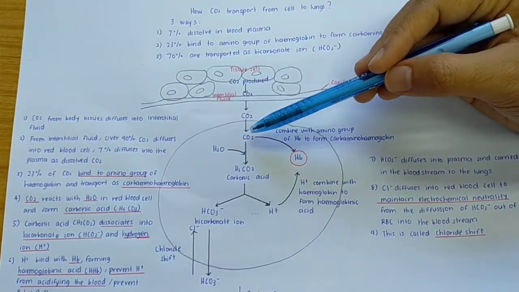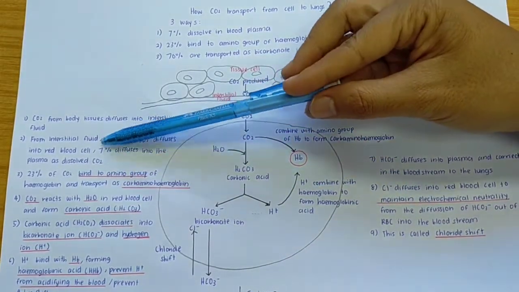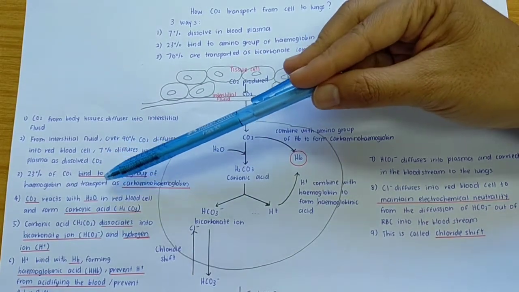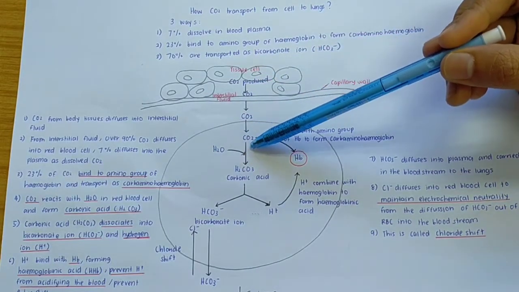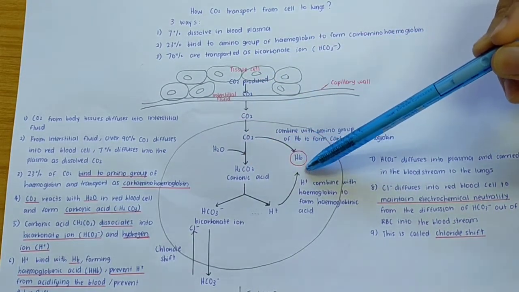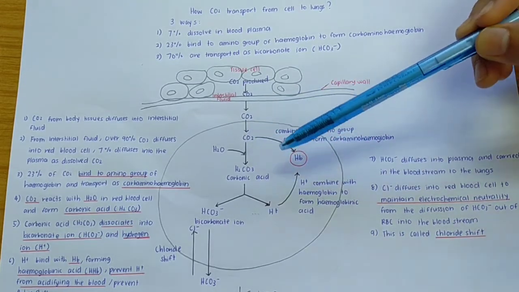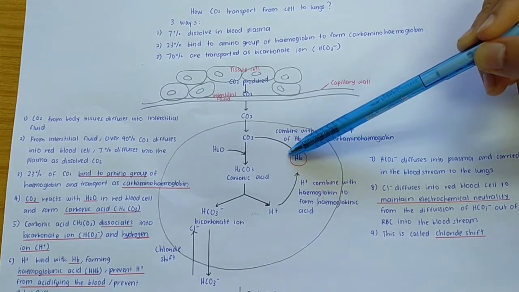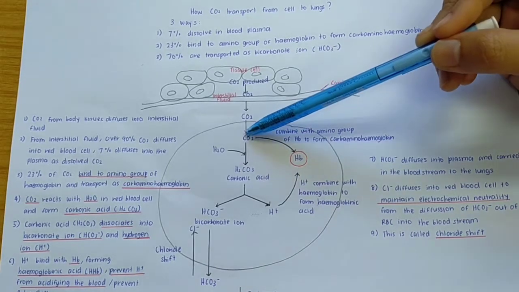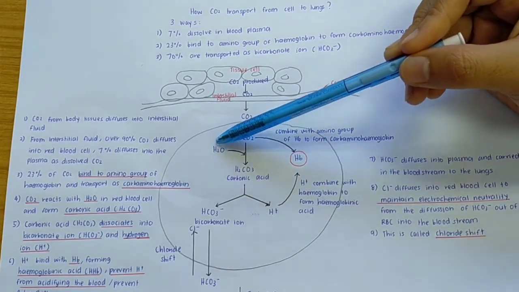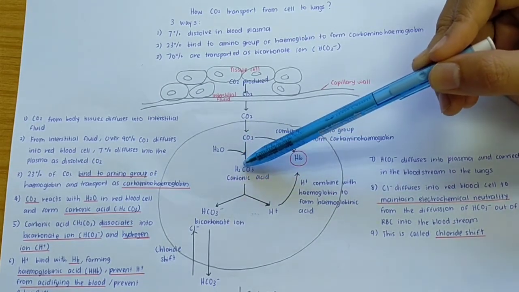Okay, and then what happened to the carbon dioxide inside the red blood cell? 23% of carbon dioxide will bind to the amino group of hemoglobin and be transported as carbaminohemoglobin. So this carbon dioxide will bind to hemoglobin, which can be found in the red blood cell. Once carbon dioxide binds to the amino group of hemoglobin, it will form carbaminohemoglobin.